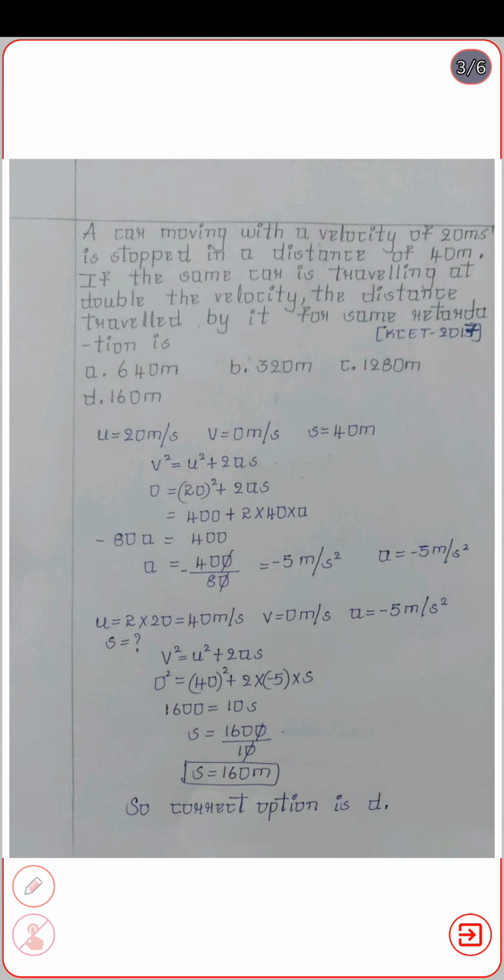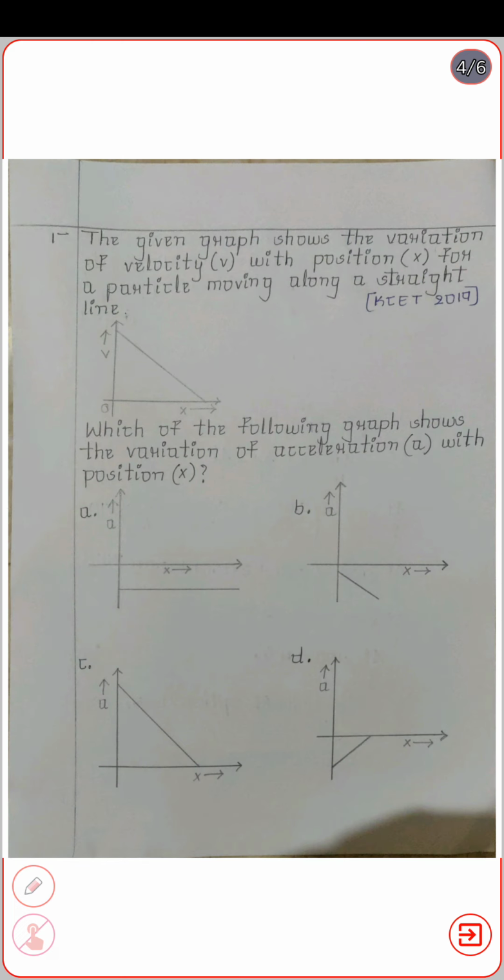Okay. Next question is related to the VT graphs, or rather the velocity-position graph. Here they have given the graph which is showing the variation of velocity with position, for a particle moving along a straight line. This is the question from KCET 2019. They're asking you to find the graph which shows the variation of acceleration a with position x. The given graph is velocity with position, and they are now asking us the acceleration with position.